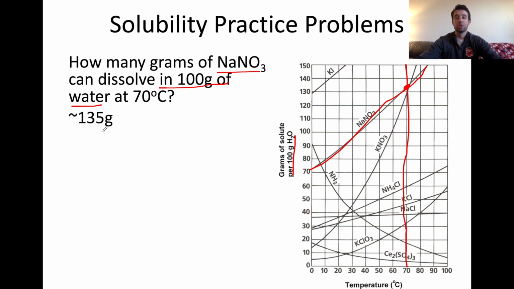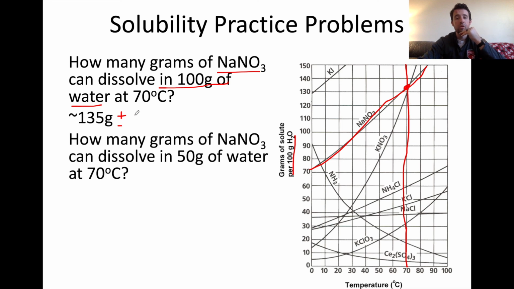And I'll take a little bit of leeway on these answers if you had a number that was slightly higher or slightly lower. For this next question here, we're going to say how many grams of NaNO3 can dissolve in 50 grams of water? Now, what you'll notice here is that it's the same question as before, but what's changed is my amount of water. So this scale is only good for 100 grams of H2O.